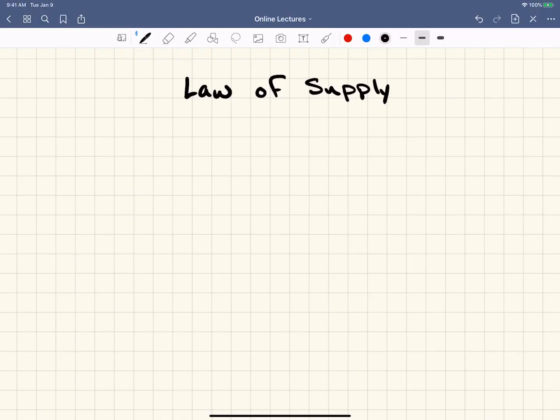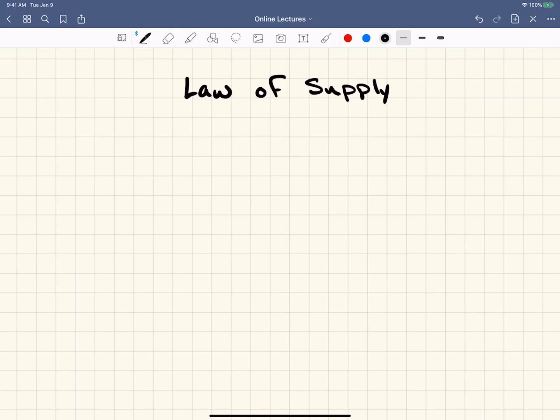Okay, so we've all heard about supply and demand, even if you've never taken an economics class. We just talked about demand and understanding what that is. Now we're going to talk about supply, and we have to start with the law of supply. And again, I'm going to give you my definition because I think it's a lot simpler, right?